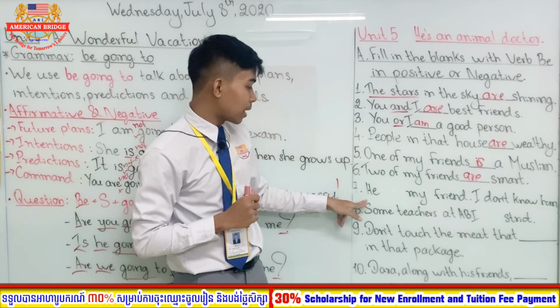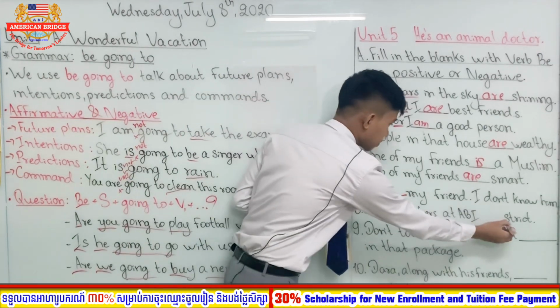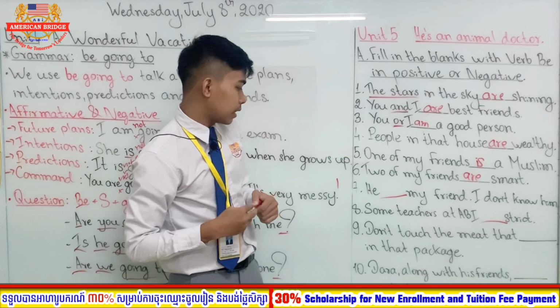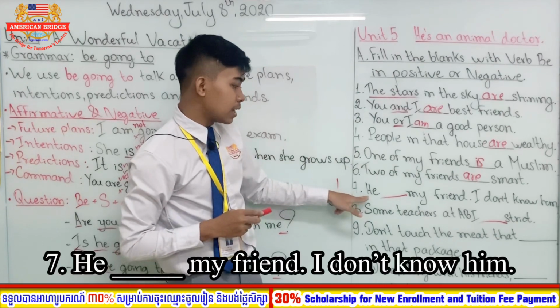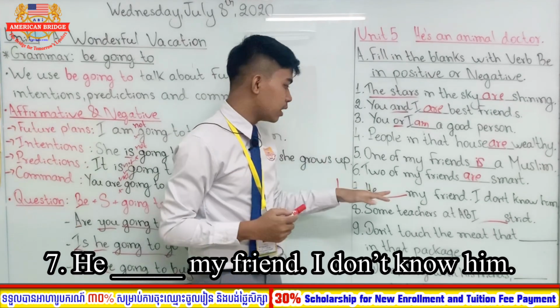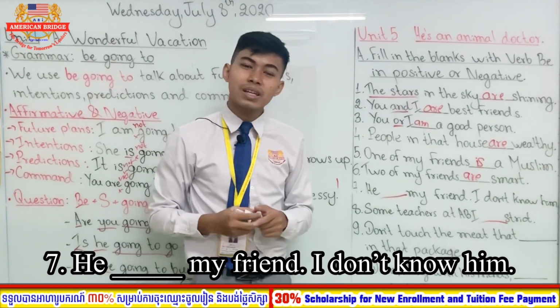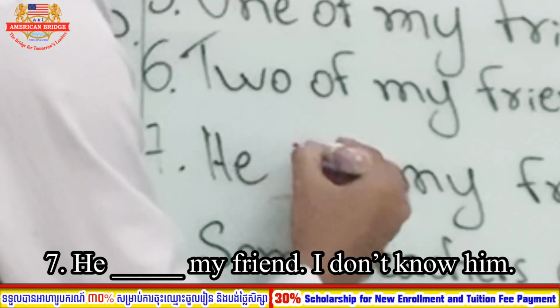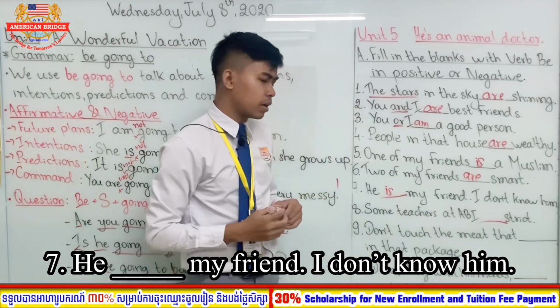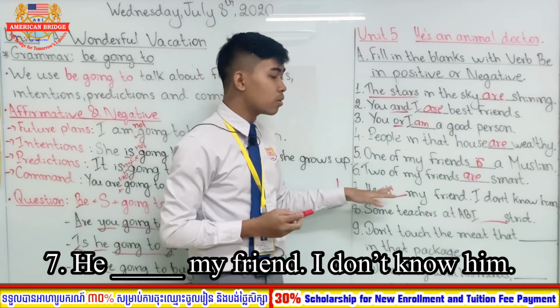Let's go to number 7. Number 7, I forgot to underline here. This is the space that you need to write. And let's go to number 7. He blah blah blah my friend, I don't know him. So what is your answer? He blah blah my friend, I don't know him. So for he we use the verb to be is, right? He is my friend, I don't know him. Is it correct? He is my friend, I don't know him.